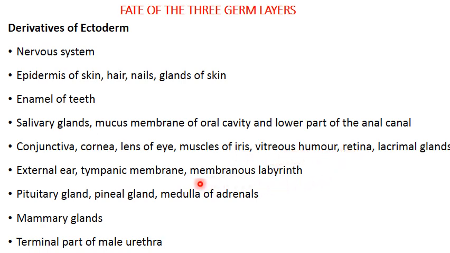Then coming to the ear, the external ear, tympanic membrane, membranous labyrinth. Now the glands, you have the pituitary gland, pineal, medulla of adrenals, these are all derived from ectoderm. Mammary glands, terminal part of the male urethra. So, you do not have to remember all, but you should be knowing a few examples of each layer.